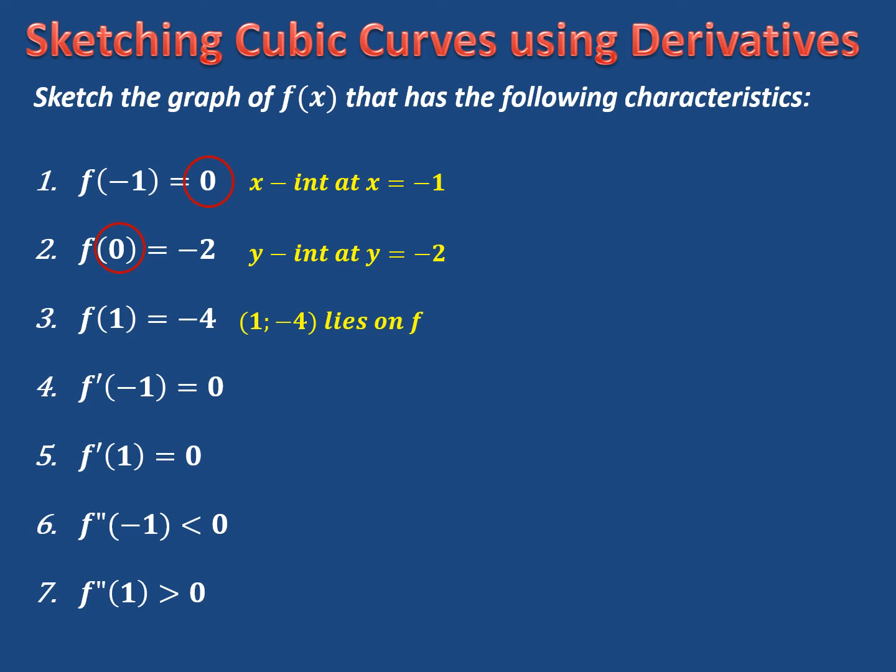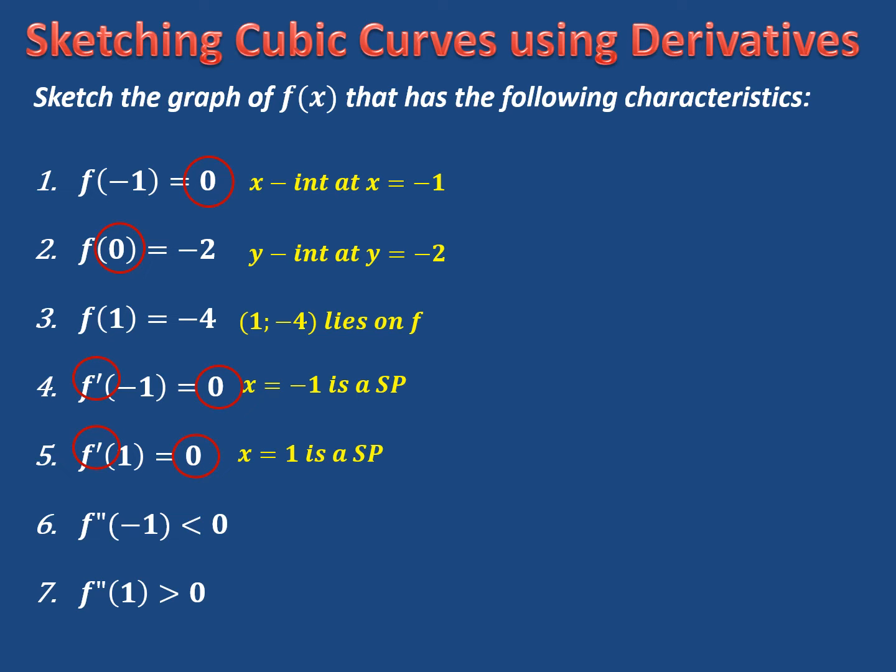Point 4 speaks about the first derivative being equal to 0. So when is the first derivative equal to 0? That happens with stationary points. So we know that minus 1 is a stationary point. With point number 5, again we're looking at the first derivative equal to 0, but this time x is equal to 1. So I know I have another stationary point at x equals 1.